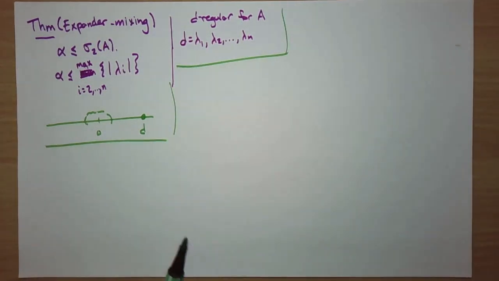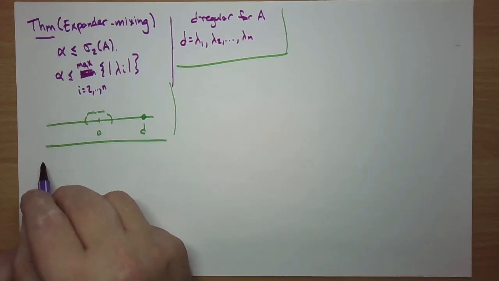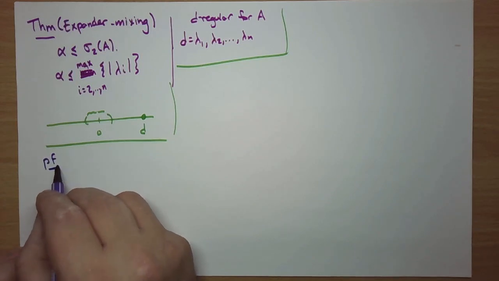All right. So let's see. I think we have time for a proof. We should. Every class should include a proof of some sort. All right. So what's our proof? So here we go. Proof.